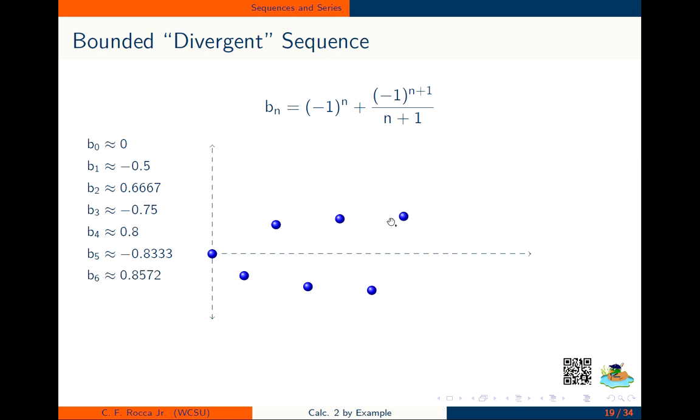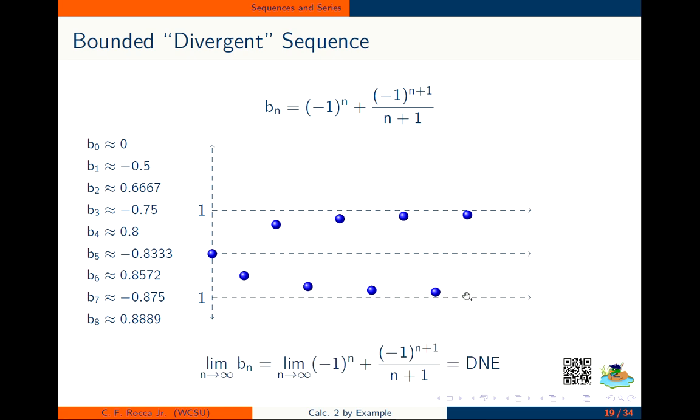And when the values of n are even, I get values closer and closer to positive 1. And so we keep bouncing back and forth like that, with the even values getting closer to 1 and the odd values getting closer to negative 1. And so this limit does not exist.